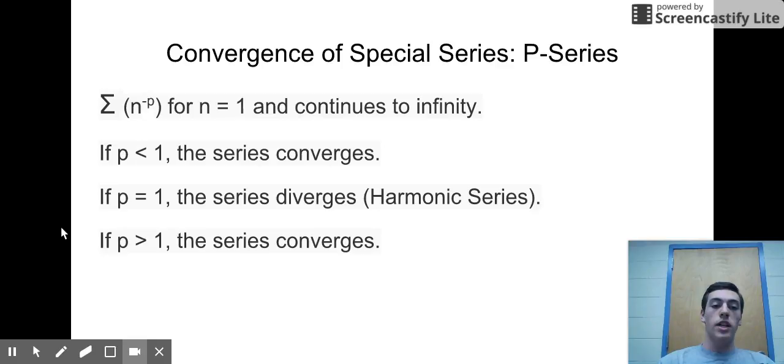In that case, it's called a harmonic series, so it would be 1 over 1, plus 1 over 2, plus 1 over 3, plus 1 over 4, all the way to 1 over n. And of course, n is approaching infinity. So even though the terms approach 0, it still does not converge. So if p is greater than 1, the series converges.